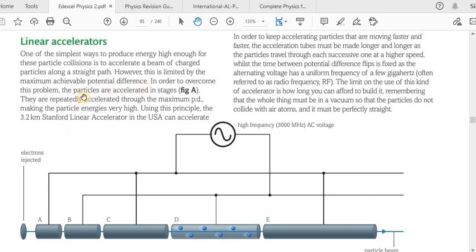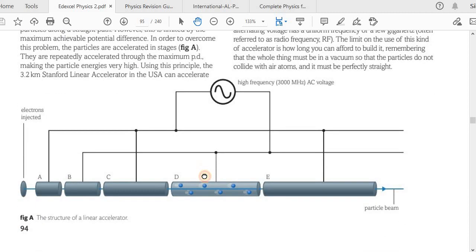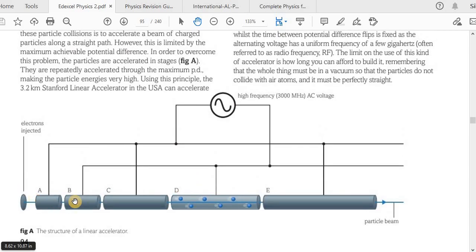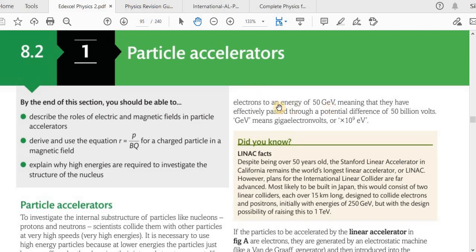In order to overcome this problem, the particles are accelerated in stages. In Figure A, you can see that here. First we accelerate it through this potential difference, then through this one, and like that we can accelerate it continuously to give it a very high energy. They are repeatedly accelerated through the maximum potential difference, making the particle energies very high. Using this principle, the 3.2 kilometer Stanford Linear Accelerator in the USA can accelerate electrons to an energy of 50 giga electron volts.